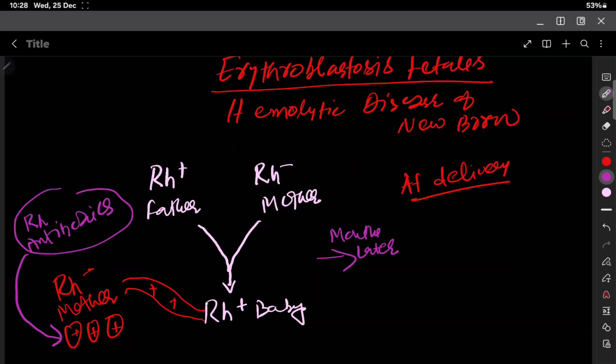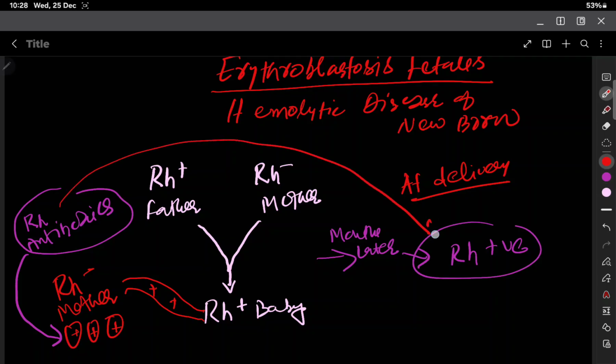If there is another pregnancy months later, and the baby born is again RH positive, what will happen? The RH antibodies which are already present in the mother will attack the RH positive baby, the second birth. The RH antibodies attack the RH positive baby's blood, causing the RH disease, which is called hemolytic disease of the newborn.